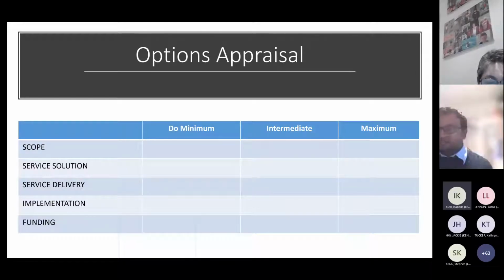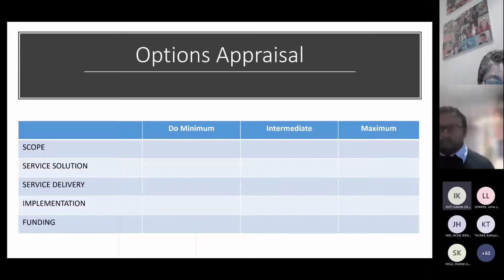A maximum would be to do all 3 segments at the same time. So that'd be your implementation. And then funding can be from internally, a self-sustaining model. It could be from intermediate, a mixture of private and government funding, and maximum could be from a new passenger services tax that's going to be implemented. So there are different ways of doing it, but you just need to look at it.